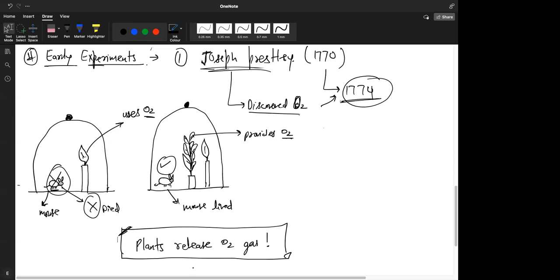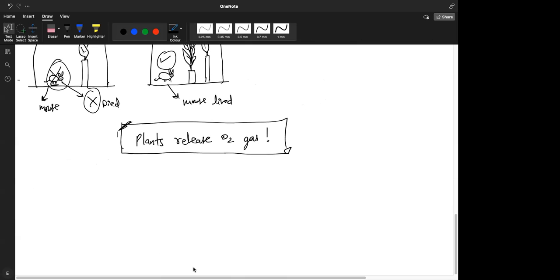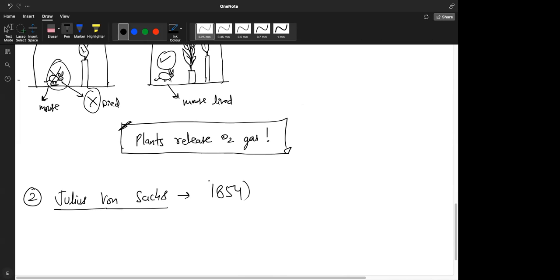Now the question was how? How do plants release oxygen? Where is this oxygen coming from? So before answering that, the other experiment that brought us closer to understanding photosynthesis was done by Julius von Sachs, in the 1850s, 1854 to be specific. He showed in an experiment that green parts of the plant produce glucose.